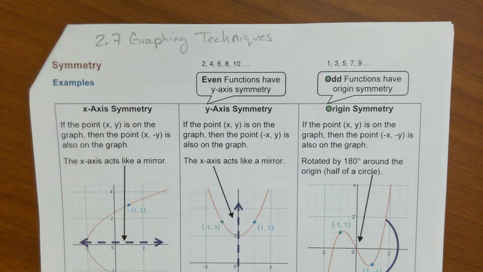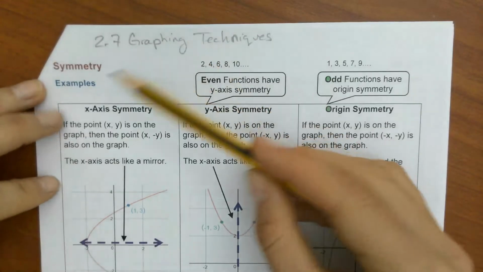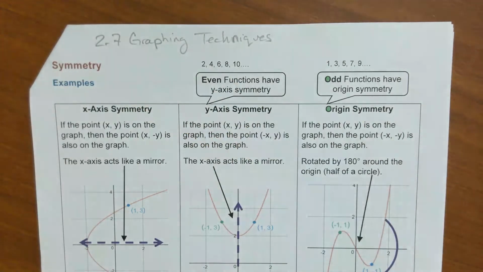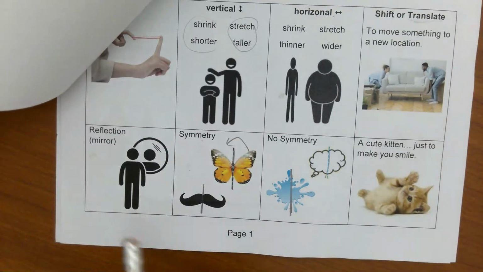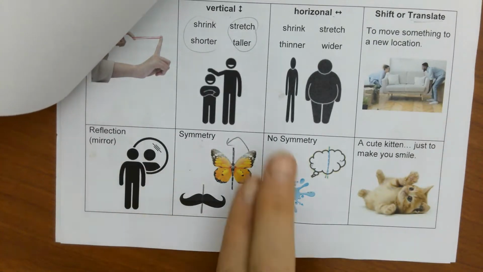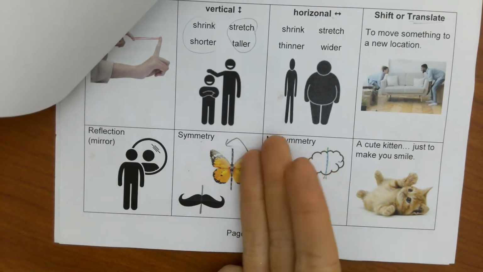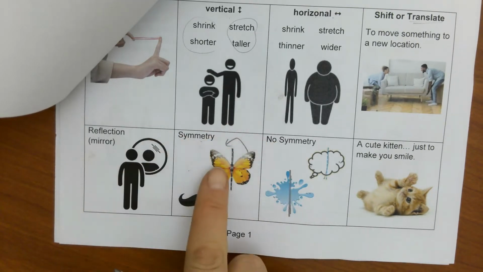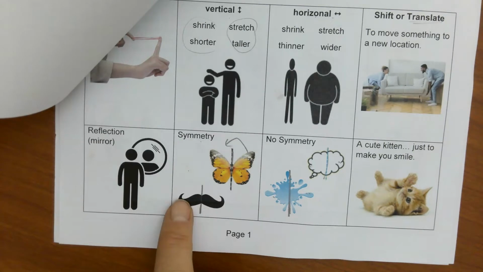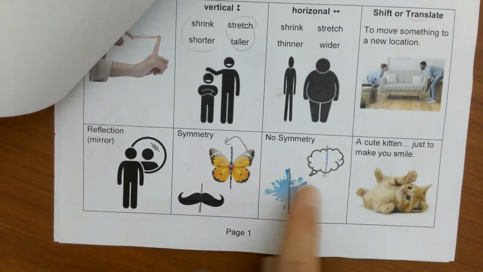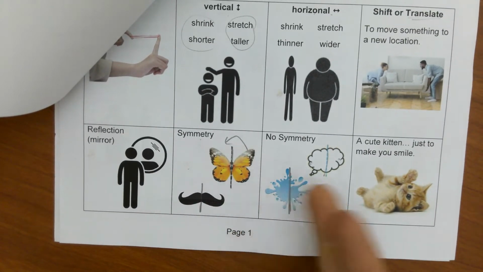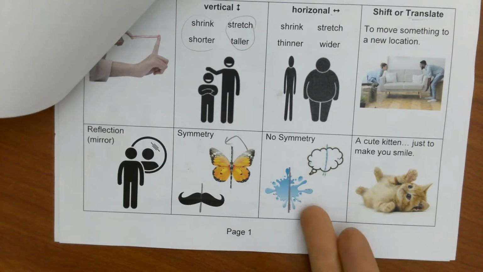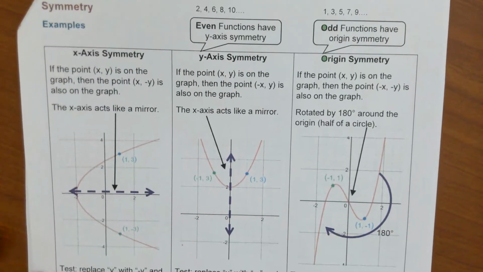Still doing 2.7 graphing techniques, and we're going to talk about symmetry. Now remember, symmetry is like if I have a reflection in the mirror, or if I reflect over a line, exactly the same thing. This and this are the same, so this has symmetry. This does not have symmetry, because if I reflect it over that line, it's not the same. Okay? So we have three types of symmetry for this course.